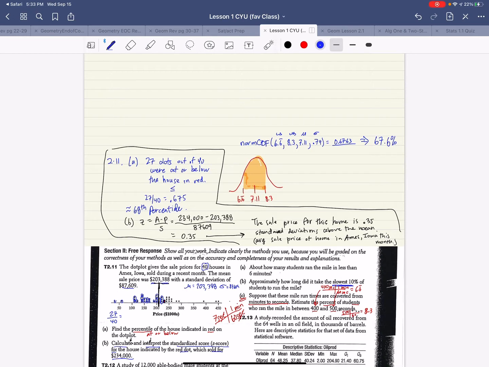Again, in the book, they converted the two. So again, you could have totally done that. You could have converted the mean to seconds by multiplying by 60, and then converted the standard deviation. And again, remember the mean and standard deviation change when we multiply, so multiply that by 60.